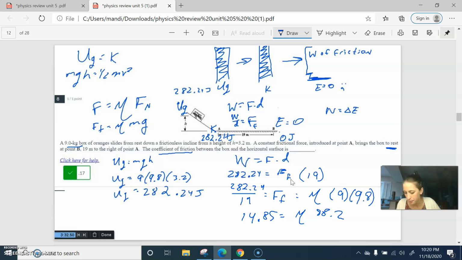I'm actually going to go grab that thing so we don't lose any decimals. I got a mu of 0.168. How many sig figs we got? Oop, 2.17. That's how to do that one.